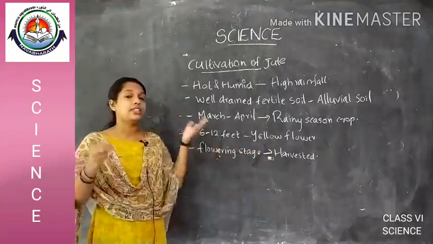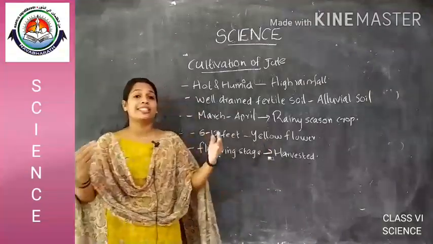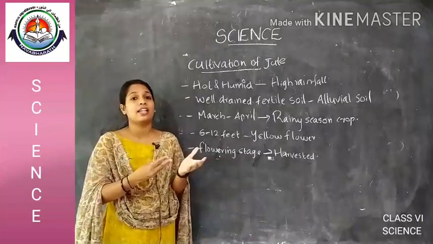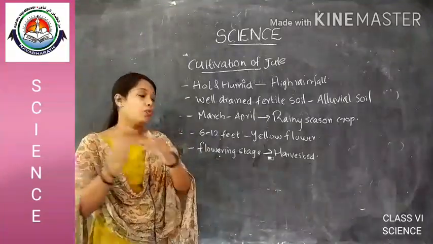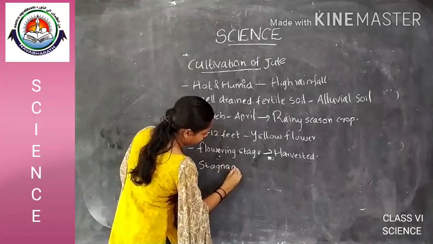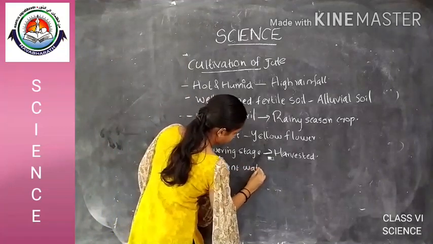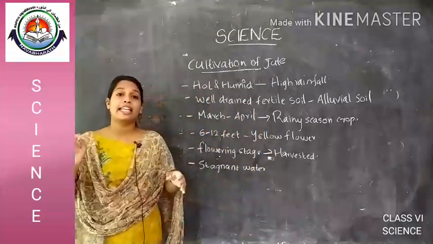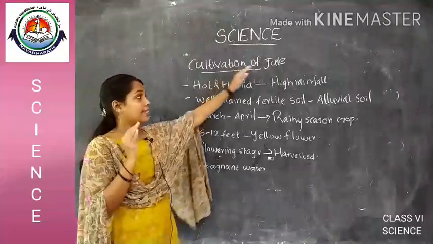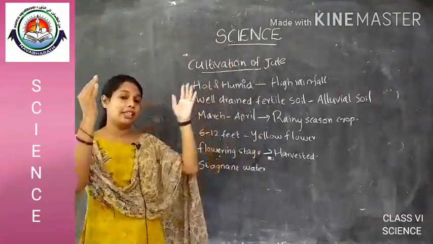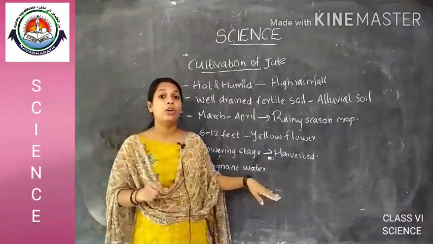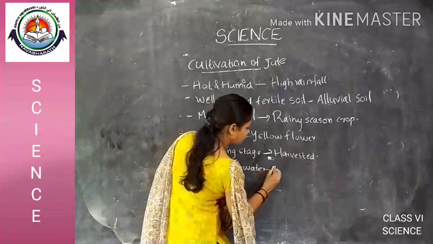Okay, and after this harvesting, the stems are made into bundles. And these bundles are put into stagnant water. So stagnant water is required to dip the bundles of these jute stems. The stems which are made into bundles are kept in stagnant water for 20 days.